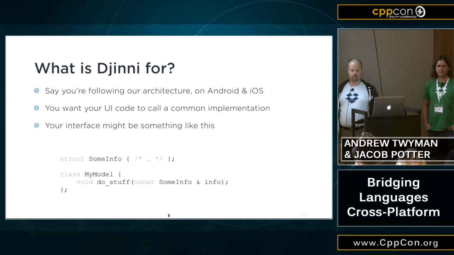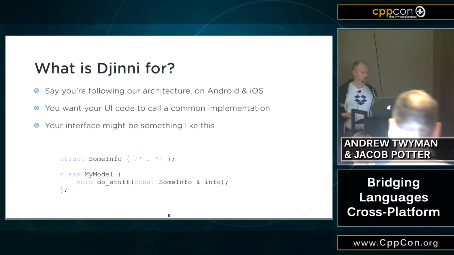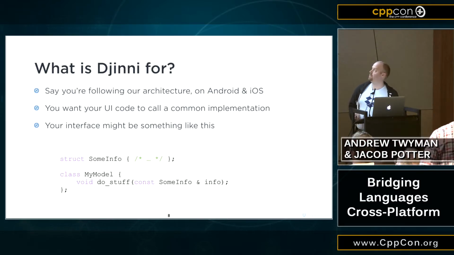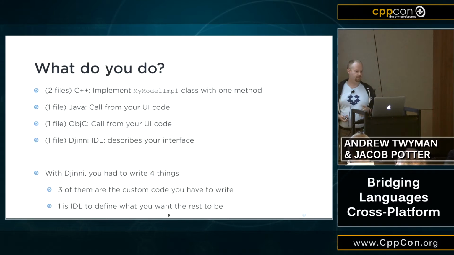What is Djinni? Well, Djinni is a code generation tool that we've open sourced that we use internally. It generates that language bridging layer that I showed in the architecture diagram earlier. If you're going to follow our architecture, let's say you're going to do Android and iOS, which is a pretty typical mix of platforms, you want your UI code to be able to call a common implementation. Your implementation might look something like this in C++, which is you've got a class, it's got a method you want to call, and you've got a structure that contains some data you want to pass to that method. Pretty basic stuff. So what do you have to do if you want to do this? Well, you need to implement the class that you're going to call.